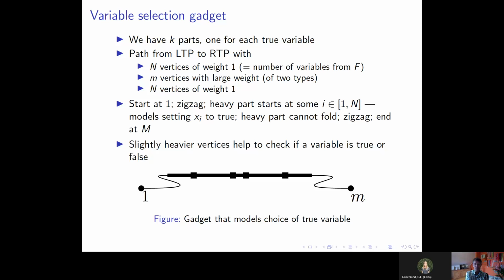And then we have this heavy part, but we cannot fold this heavy part. Then we zigzag a little bit and we end again at m. And in this way, we model which variable is set to true. And by taking some slightly heavier vertices, in combination with the other gadgets, we can check if a variable is true or false for these other gadgets.